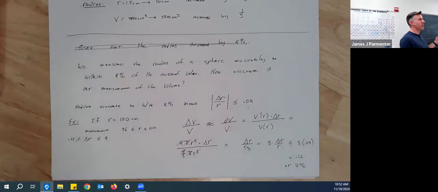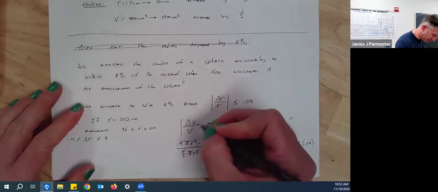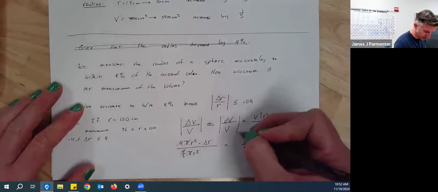So if the measure of our radius is off by at most 4%, the measure of our volume is going to be off by at most 12%. Kind of neat. And then to be perfectly accurate, we should put absolute values around every step of this, which is annoying.